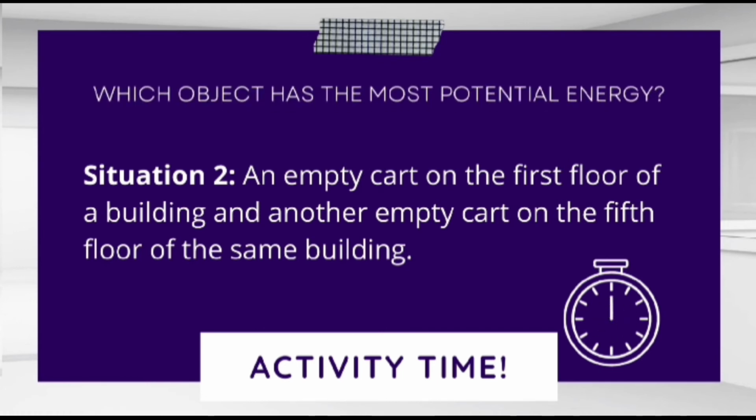Let's move on to the next situation. An empty cart on the first floor of a building and another empty cart on the 5th floor of the same building. Which object has the most potential energy? The answer is the empty cart on the 5th floor because it was placed at a higher height.